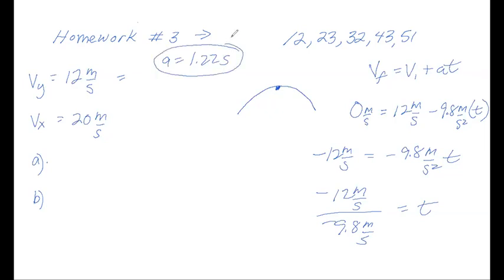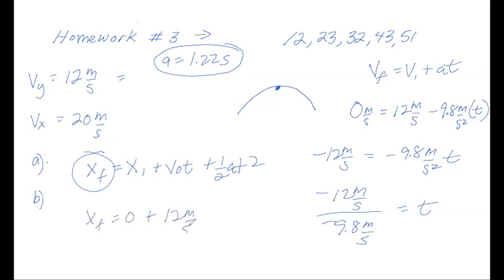All right, now what is the next challenge? It's how high is this point. So we're going to go x final equals x initial plus v naught t plus 1/2 at squared. We're going to solve for this. I'm going to once again use the y component. So x final equals 0 plus 12 meters per second times 1.22 seconds plus a 1/2, and let me just do a little erasing, get myself some board space.